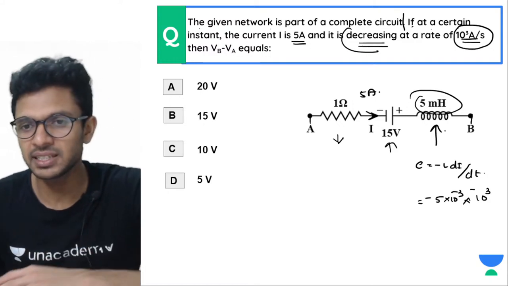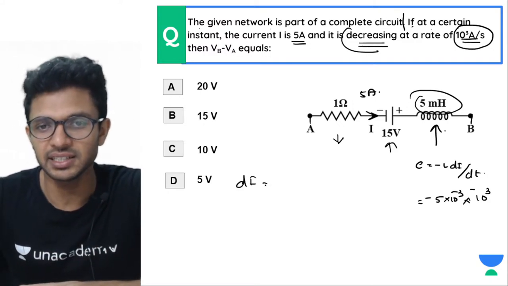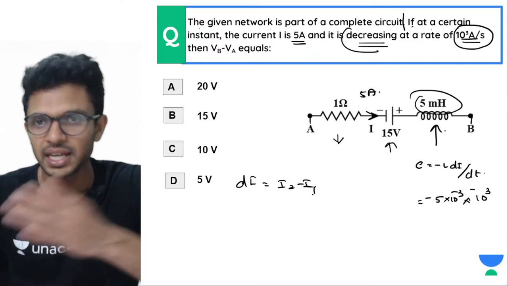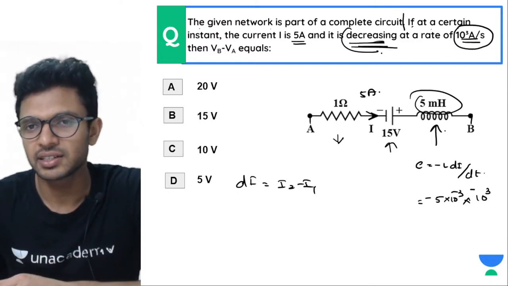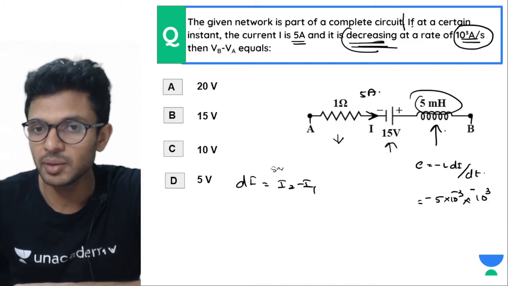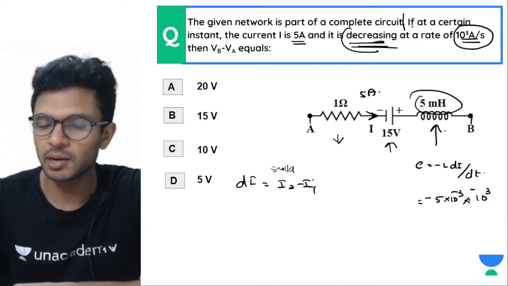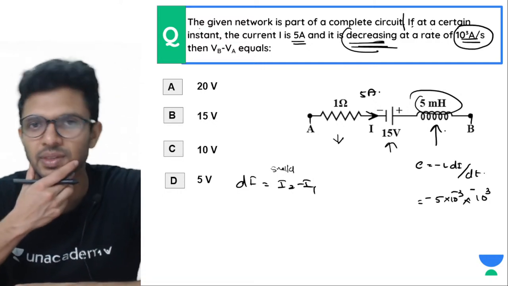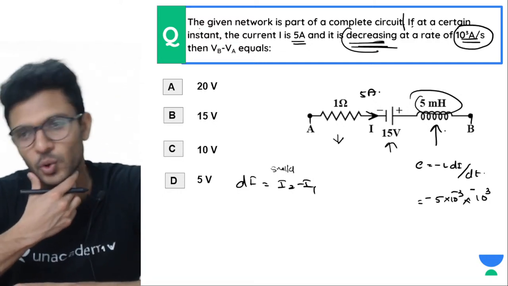DI means change in current. That is I2 minus I1, right? It's a decreasing one, so I2, the final current, will be a smaller value compared to I1. It has to be negative, right? Yes or no? Okay, just nod your head.